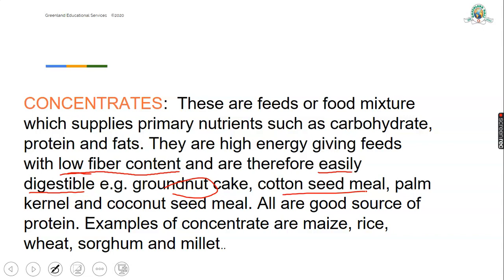They are all good sources of protein for the animals. Remember, the foods given to these animals must contain all classes of food. When you look at the first description on roughages, all the examples given there are carbohydrate foods. Concentrate contains what? Protein. They are proteinous in nature. Cotton seed meal, groundnut cake, bone meal. There are many examples of concentrate. They are all sources of what? Protein. Take note of that. Very important.